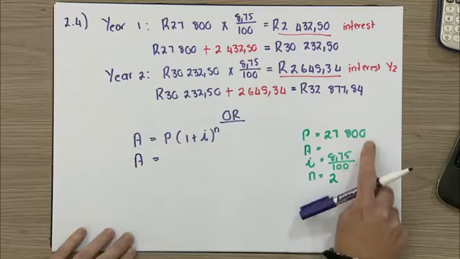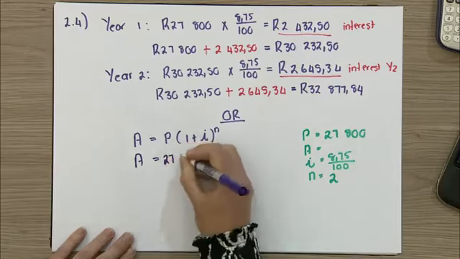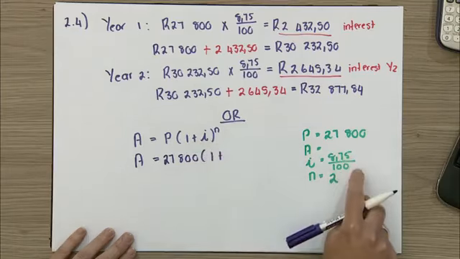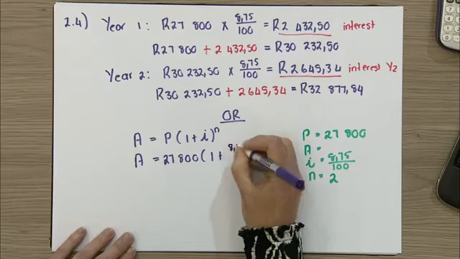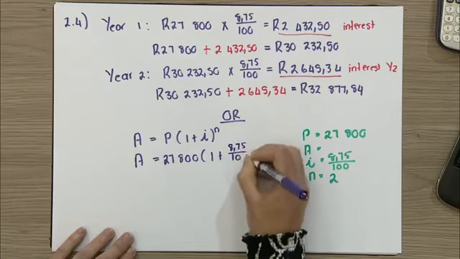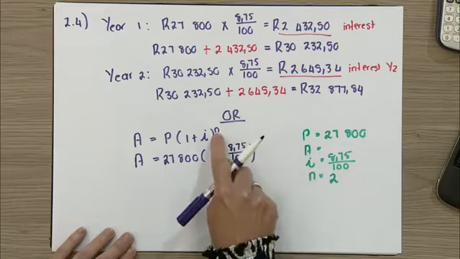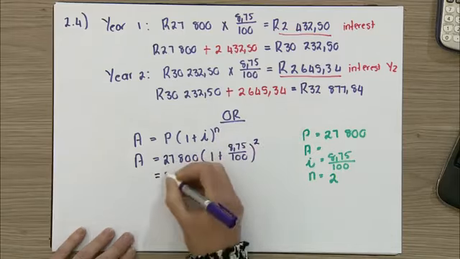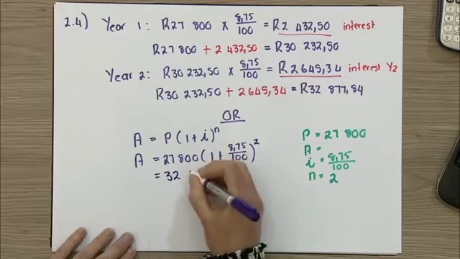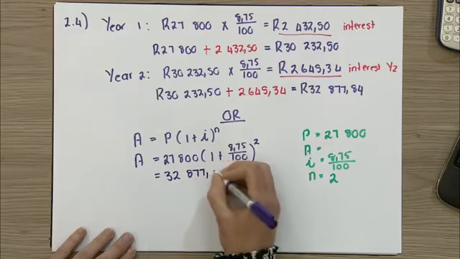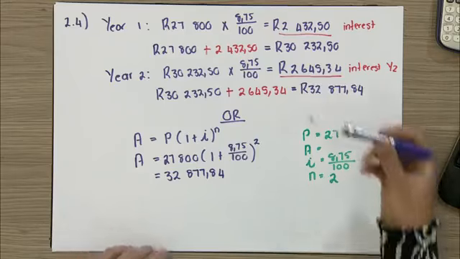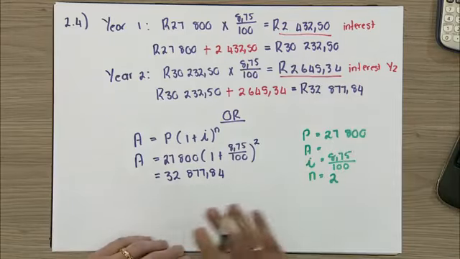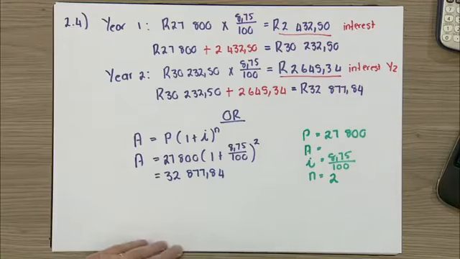What did I start with? 27,800. Brackets 1 plus, what was my interest rate? As a fraction, 8.75 over 100. And to the power N for how long? 2 years. And if I type that in on my calculator, I get the same answer of 32,877 rand and 84 cents. So 2 ways to do the sum. Whichever method you prefer, it does not matter, but make sure you show all your calculations.